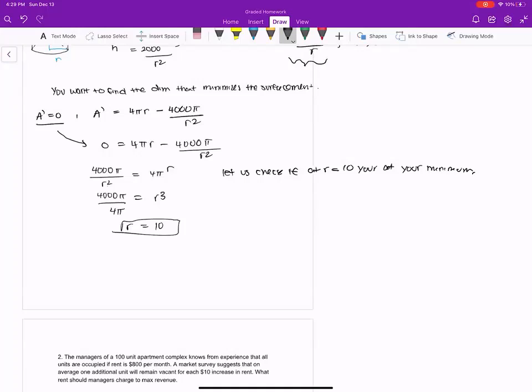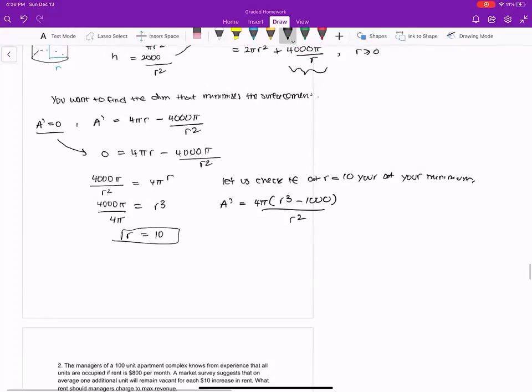There are two ways to check. You can differentiate A prime once more, which I would say is one of the easier ways, but I'll do another way so you get a better understanding. You know A prime is equal to 4 pi r cubed subtract 1,000, over r squared. I'm just simplifying our original equation by multiplying the first term by r squared and getting a common denominator.